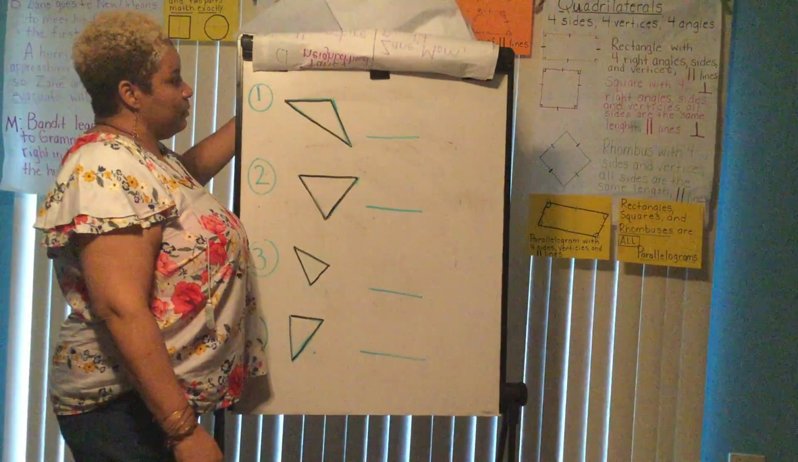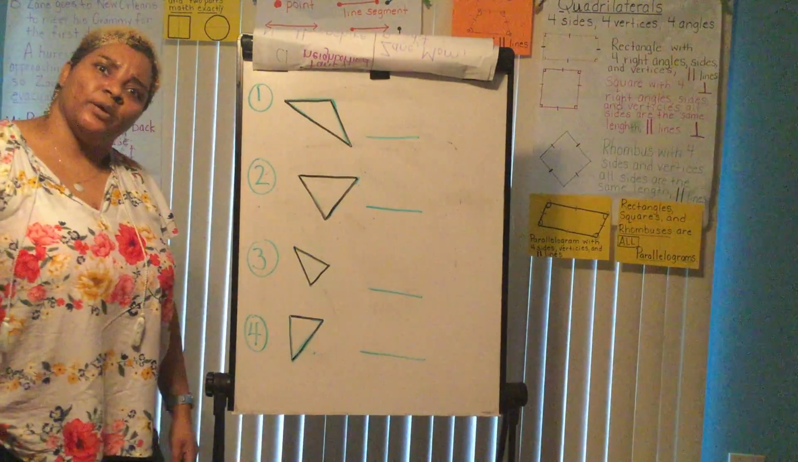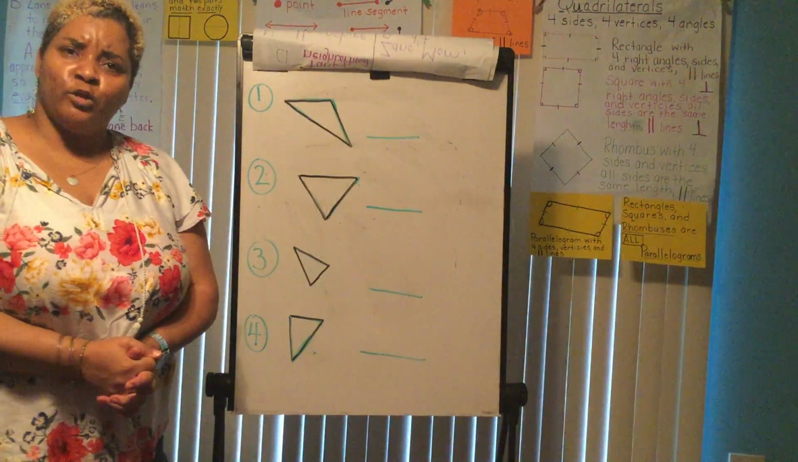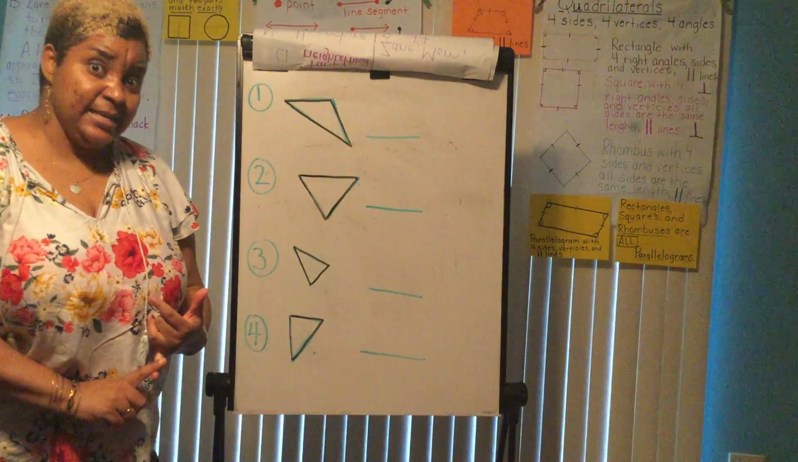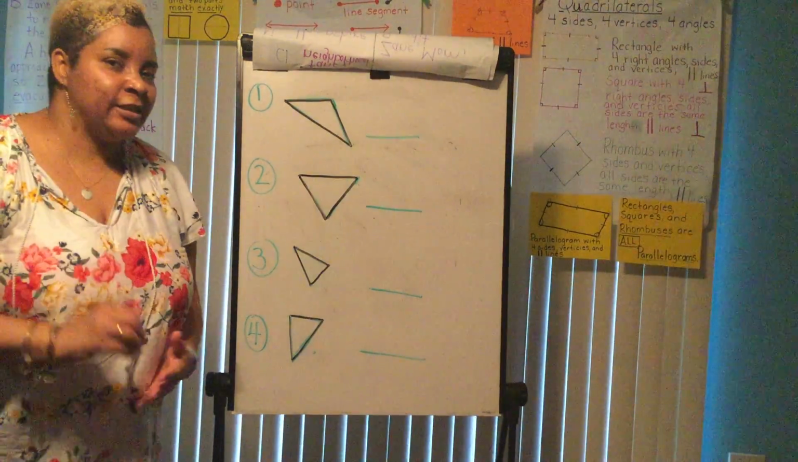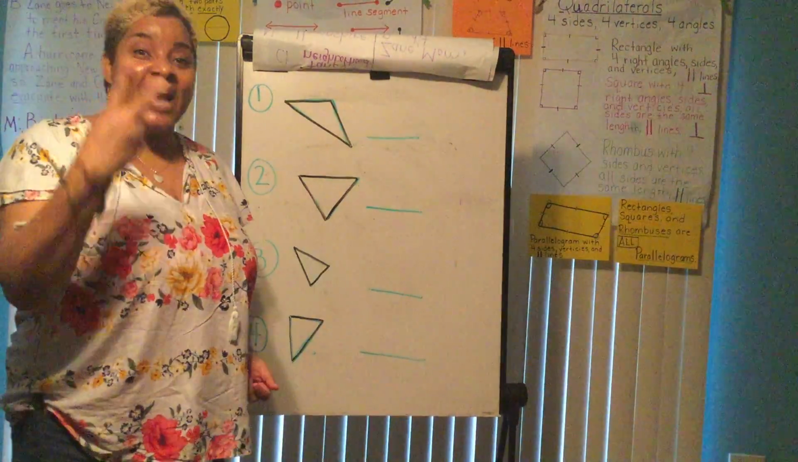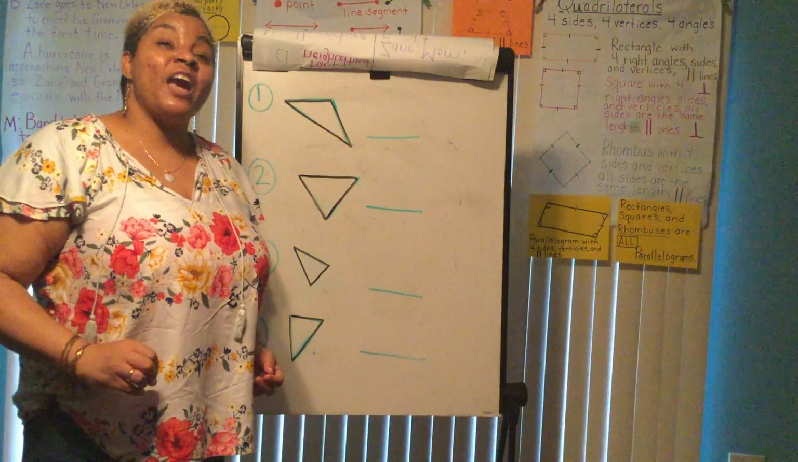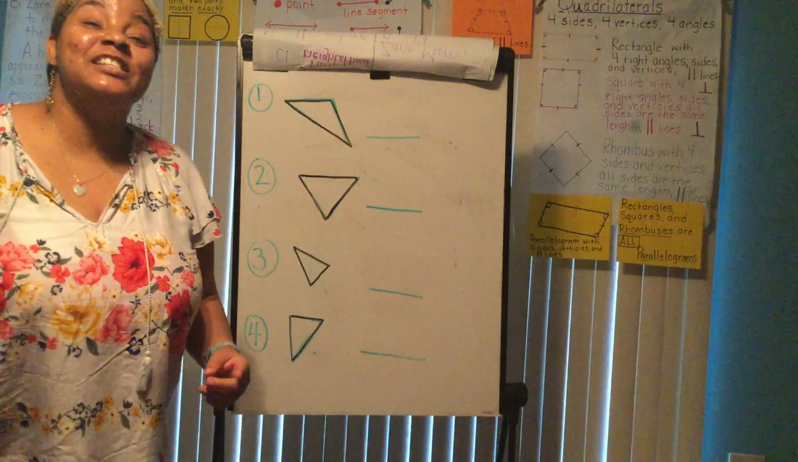So I have flipped my board around. I have some triangles here on my board. So I want us to look at these triangles. We have to figure out if these triangles are scalene, the score is different, none of the sides are the same. If they are isosceles, ice, ice, baby, two sides are the same. Or if they are equilateral, all the sides are the same.